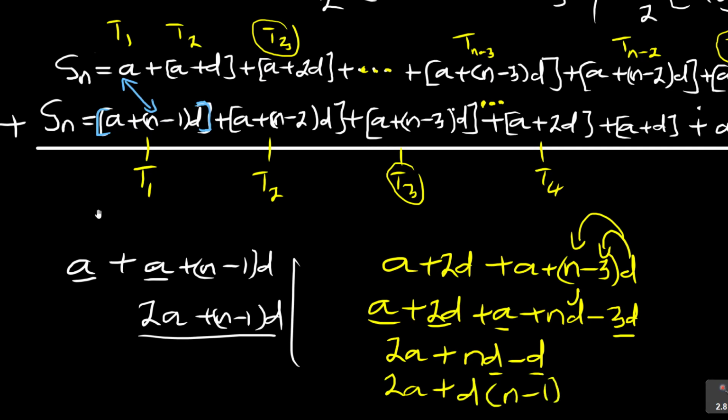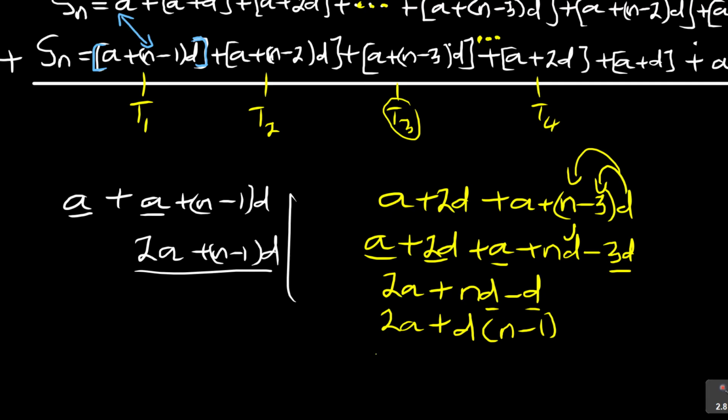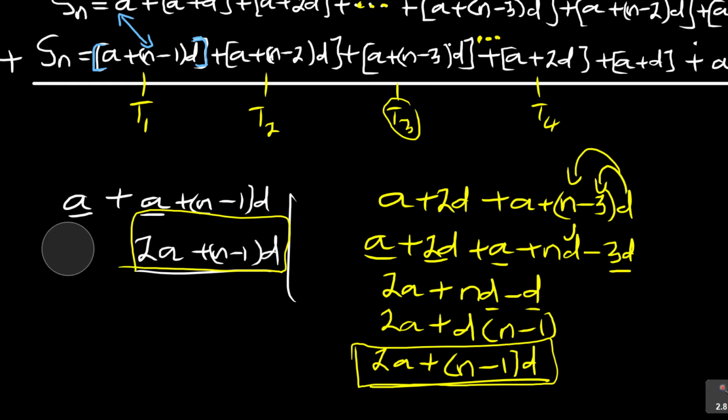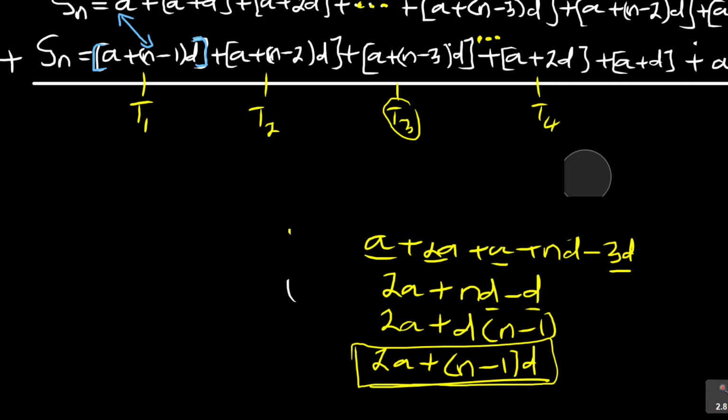But now if you look at this, it will be 2a plus, I'll start with n minus 1 and then I put d at the end. Now look, they are the same. You see, 2a plus n minus 1 d, 2a plus n minus 1 d. So it doesn't matter which ones you will be adding, you are all going to get the same thing, 2a plus n minus 1 d, as long as you are matching them.